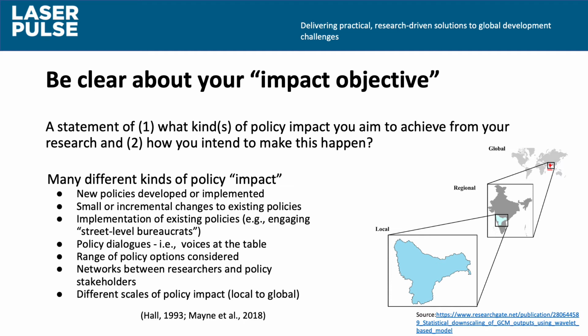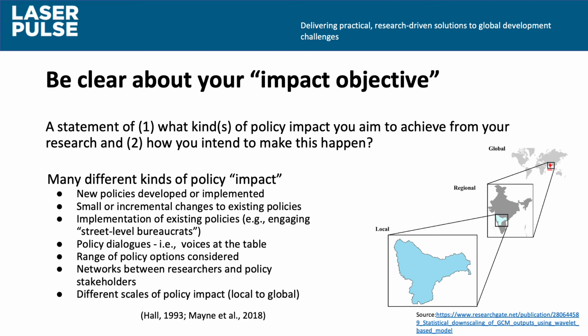And finally, when you are designing and conducting your research for maximum policy impact, it is important to be clear about your impact objective. In other words, a statement of what kind or kinds of policy impact you are aiming to achieve with your research, and how you will strategically work to make this happen through all stages of your research, including identifying research partners and collaborators, the design and approach of the research project, and how you will disseminate information about your research, which we discuss in more detail on the next slide.